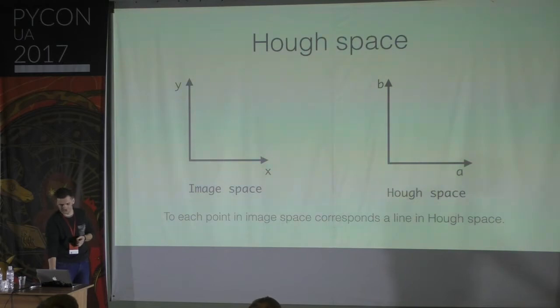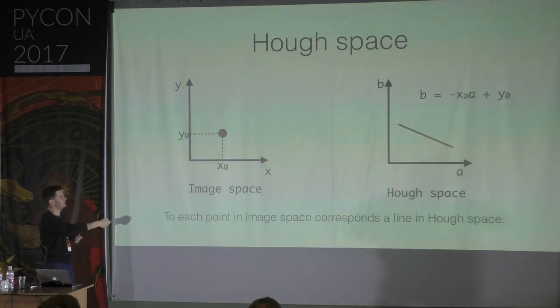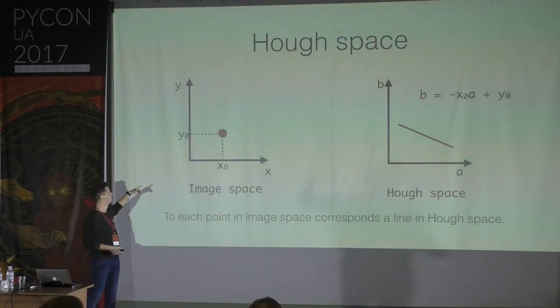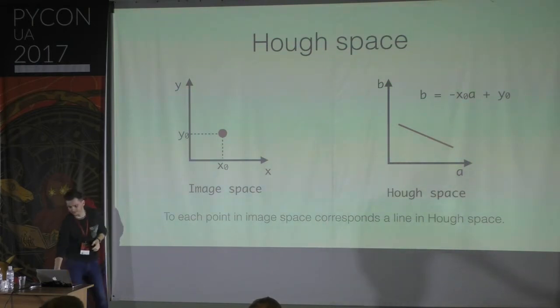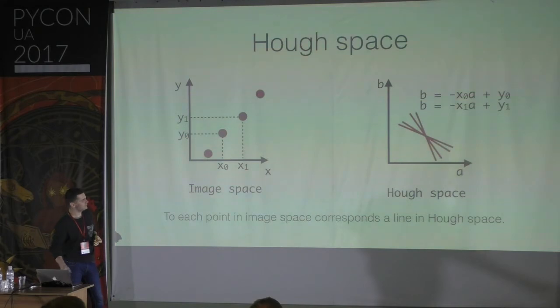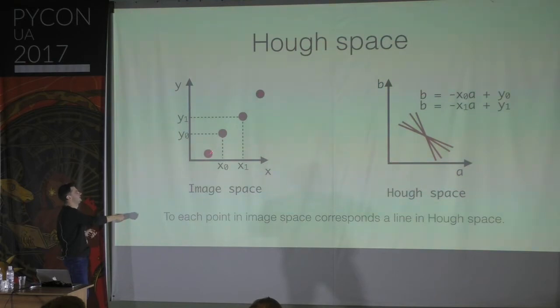Now let's try the other way around. It appears that for each point in the image space, we have a line in the Hough space. So you see, line here, point there, line there. And if we have more points, we have more lines. And the nice property of this whole technique is that if our points lie on a line, then the lines here would intersect.